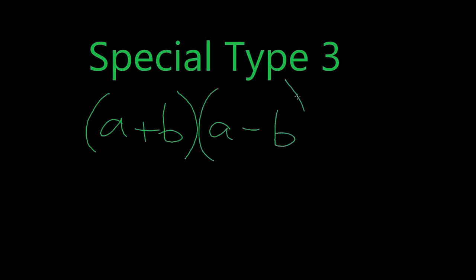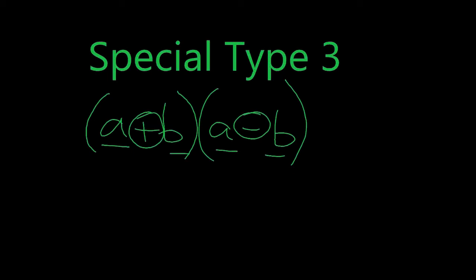Okay, so our third special type is a little bit different to those two that we've already done. What it's going to be is a plus b and then a minus b. So again, we've got the same number being represented, but we've got a mix now. We've got a plus and a minus. Now this is a very special case, as you will see, because later we're going to call this one the difference of two squares, and you will see why.